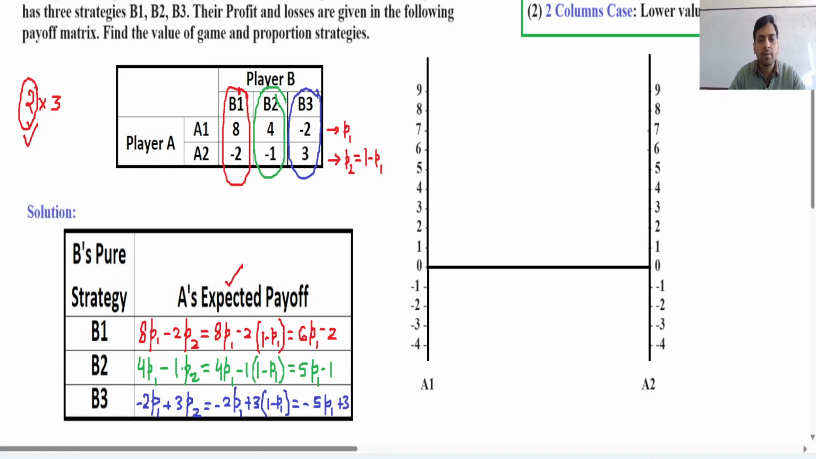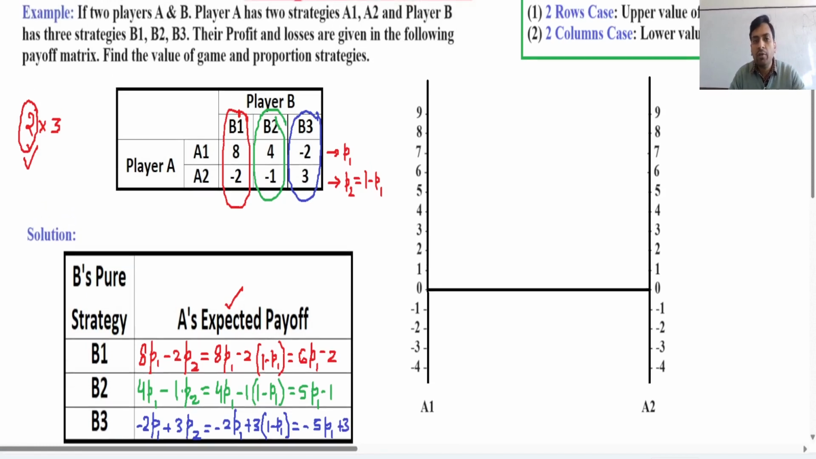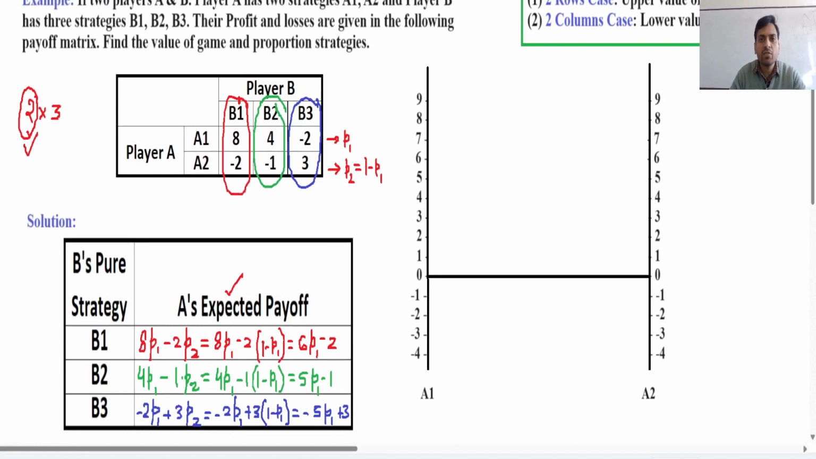Now we will draw the graph. As we have two strategies for player A, we will draw two vertical number lines, A1 and A2. The minimum value in this structure is minus 2 and the maximum value is 8. So we need to create at least from minus 2 to 8, but we have taken from minus 4 to 9, it doesn't matter.